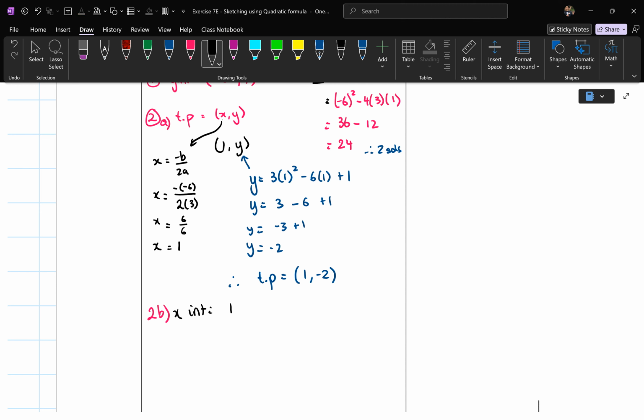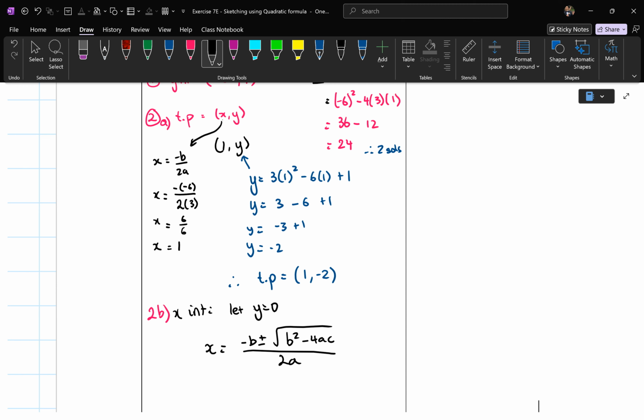To find x-intercepts, we let y equal to 0, but really, that's only if you want to factorize. Since we're not going to use factorizing, we're going to use the quadratic formula. Let's test your memory. What was the quadratic formula again? Let's go with Andrea. Negative b plus minus root of b squared minus 4ac over 2a. Beautiful. This is your quadratic formula.